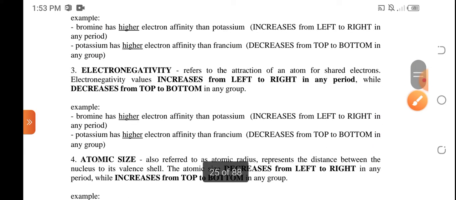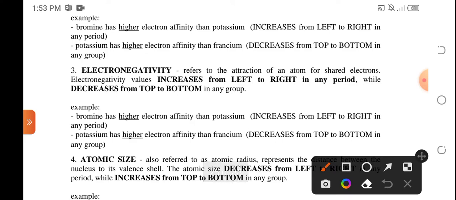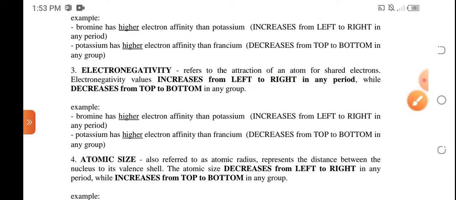Now, for electronegativity, ganun pa rin. But we define first electronegativity. This is the attraction of an atom for shared electrons, and the electronegativity values increase from left to right and decrease from top to bottom.